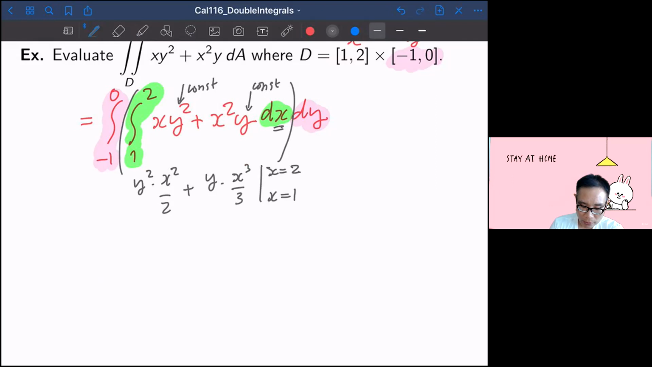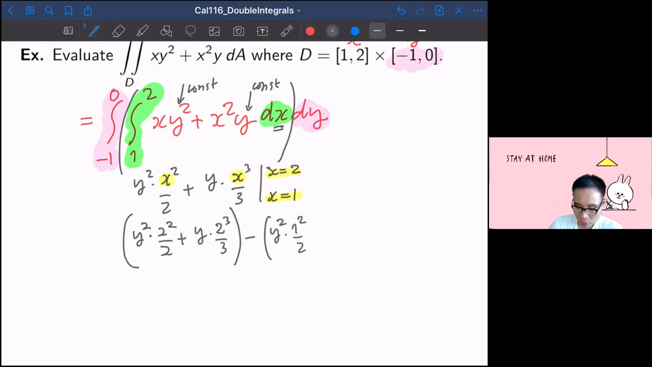Okay, be careful a little bit. Why did I write x equal to 2, x equal to 1? Because I just have to warn myself that I'm going to put into x, not y, like I did earlier. It's going to be wrong. Okay, and you have y squared times 2 squared over 2 plus y times 2 cubed over 3. This is one term. And you have y squared times 1 squared over 2 plus y times 1 to the third over 3. Okay, so this one will be the function in y.